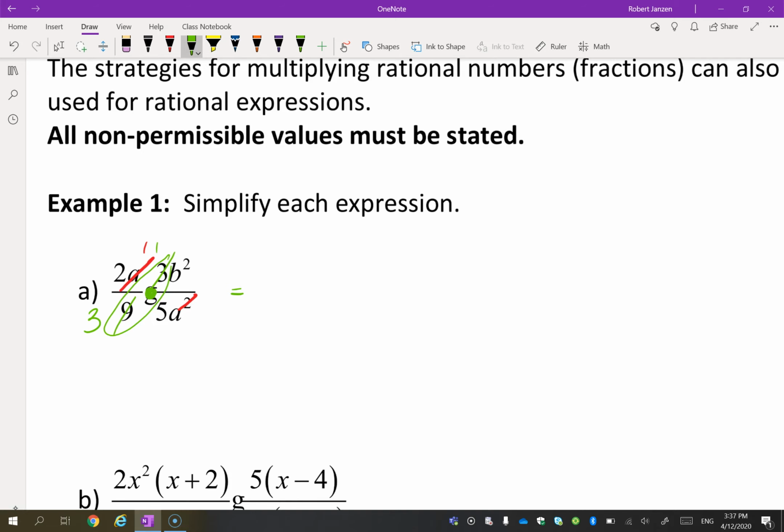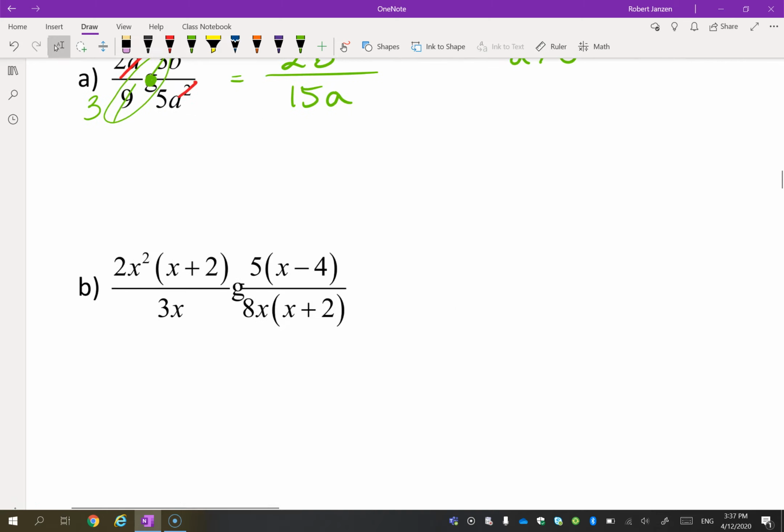So now multiplying, I have 2 times 1 times 1 times b squared, so 2b squared. And then here, 3 times 5a, 15a. Looking at the denominator, what are my variables in the denominator? Just an a, so a can't be 0. All right, and that's simplified. All right, let's try another one. Okay, again, this is multiplication.